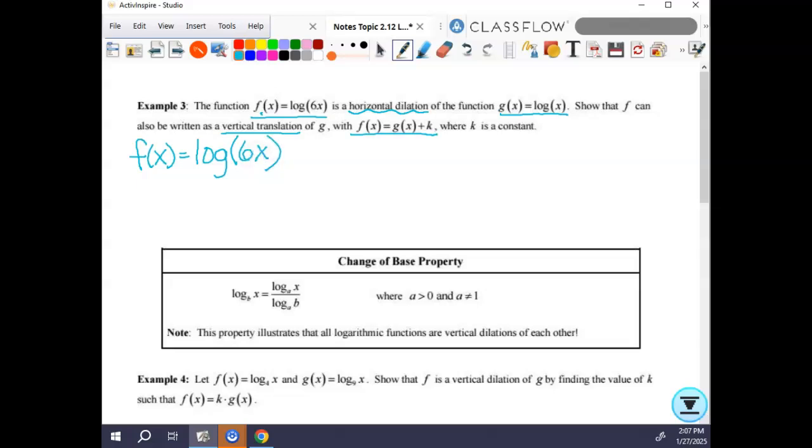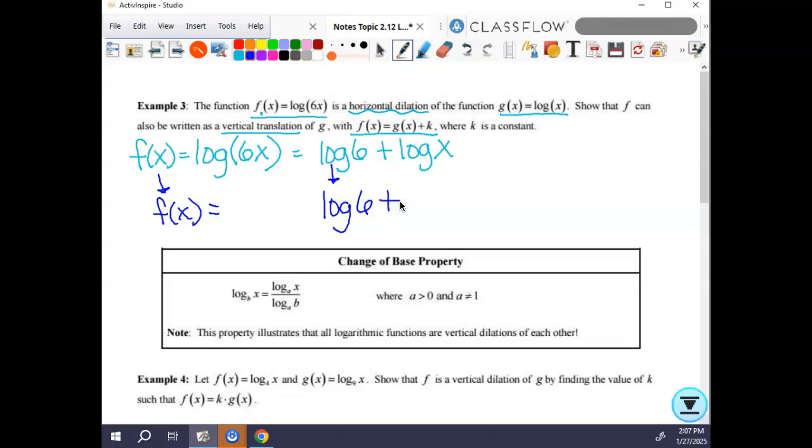Okay. And then I'm going to use my log properties that I know, and that's going to become log of 6 plus log of x. Do we agree with that? Okay. Now I'm going to bring down my f of x equals, I'm going to bring down my log of 6. What's the base on this log? 10. Very good. But I'm not going to bring down my log of x.